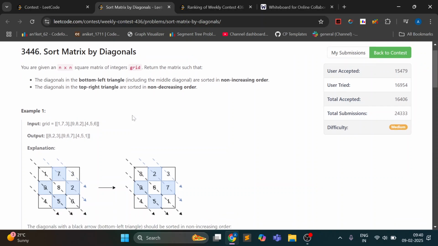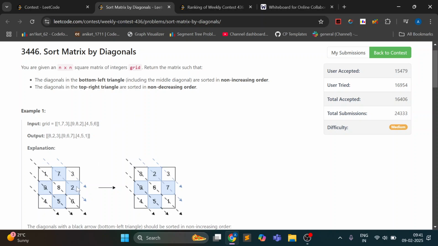So in the first problem we are given an n cross n square matrix of integers. Now what we need to do is, the diagonals in the bottom left triangle, including the middle diagonal, need to be sorted in non-increasing order. That means decreasing order, and the diagonals in the top right triangle should be sorted in non-decreasing order.